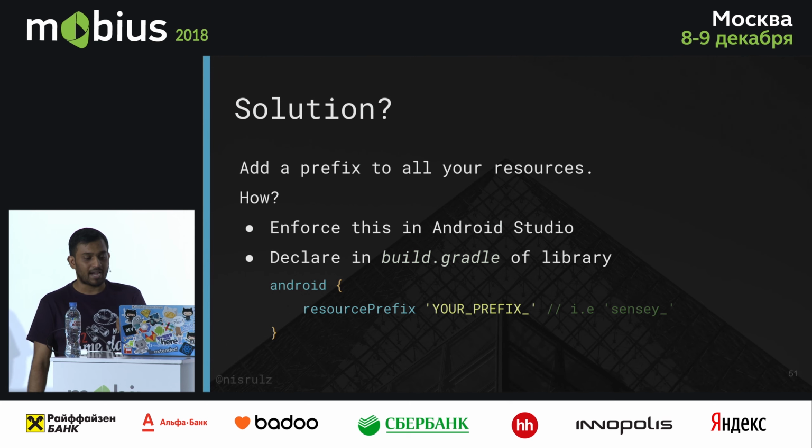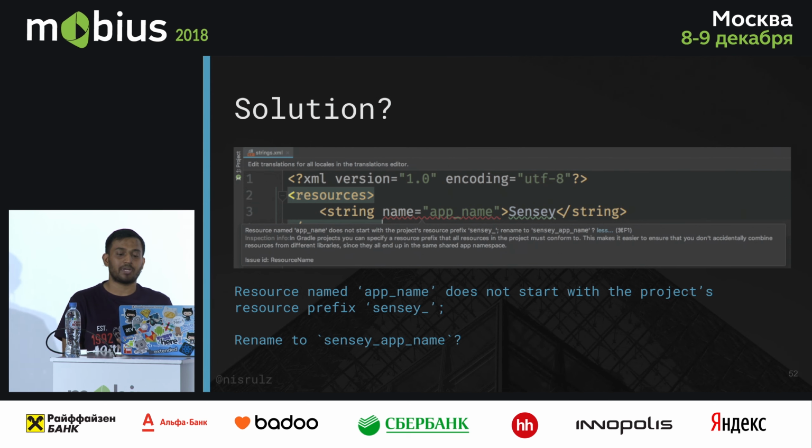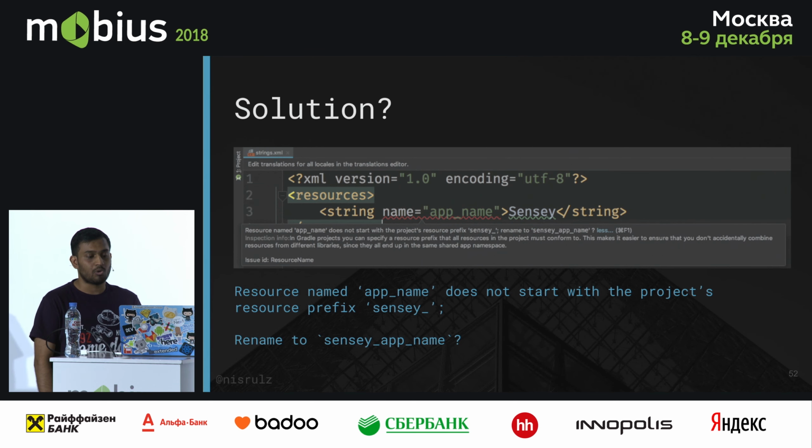So what I did was I added a resource prefix to my library module, saying sensi_. And when I go and declare app_name, which is a pretty common string resource in an app, I try to declare the same thing. It gives me an error which says resource name app_name does not start with the project's resource prefix sensi_. Rename to sensi_app_name. It gives me a hotfix suggestion, but it will not do it automatically. So it's a good thing to do. As a library developer, it is something that people don't take care of. I've seen this a lot of times, and resource conflicts happen. But this is a good way to avoid that.